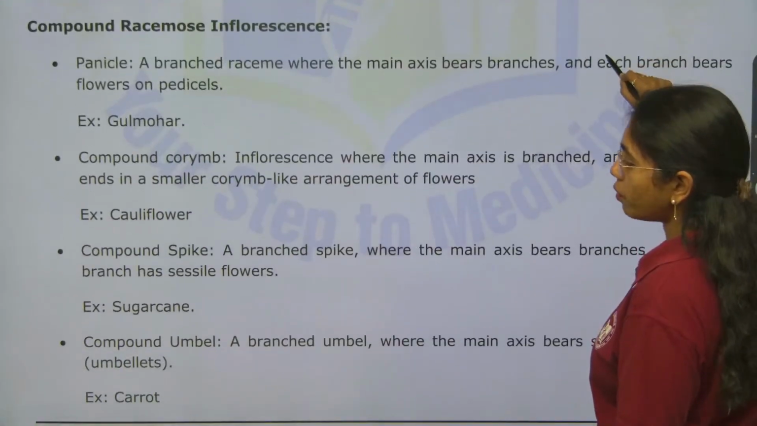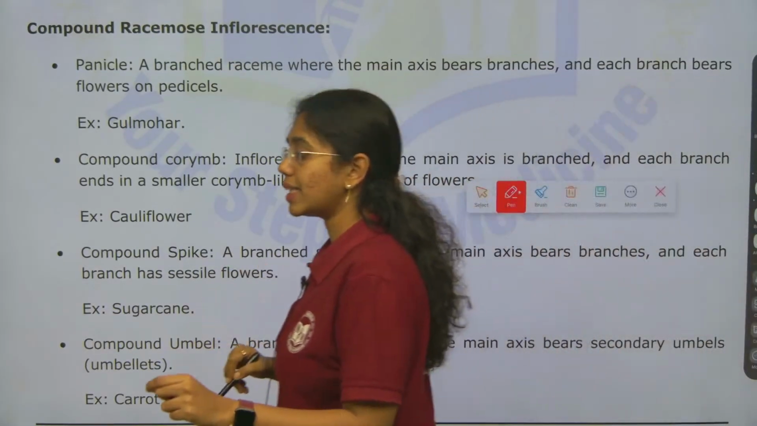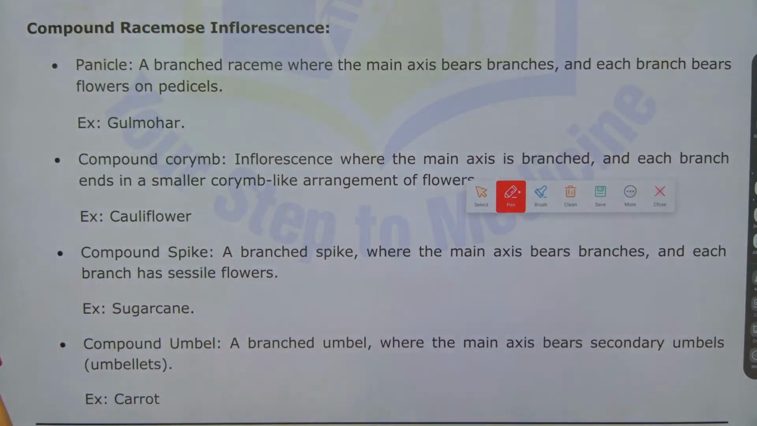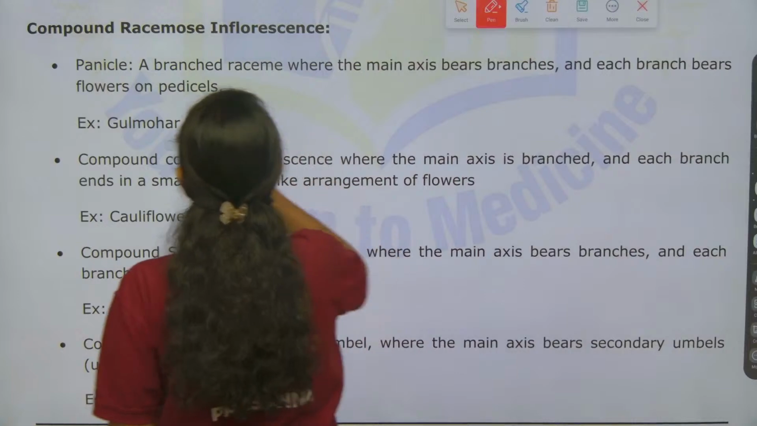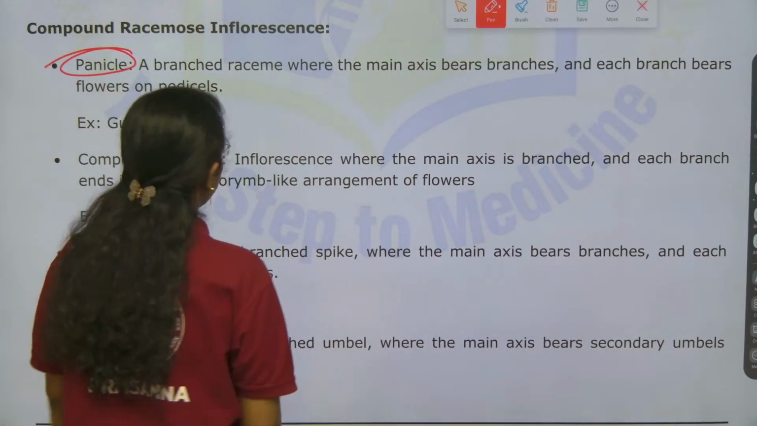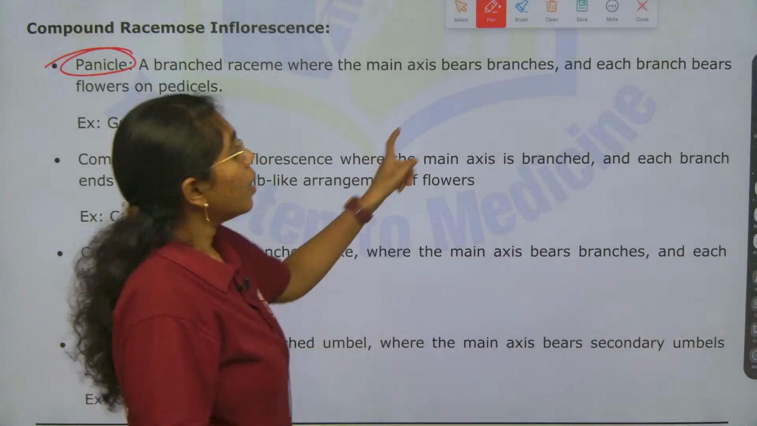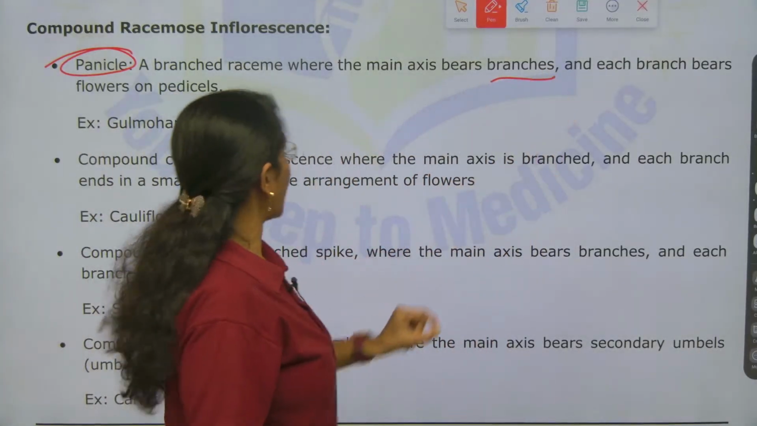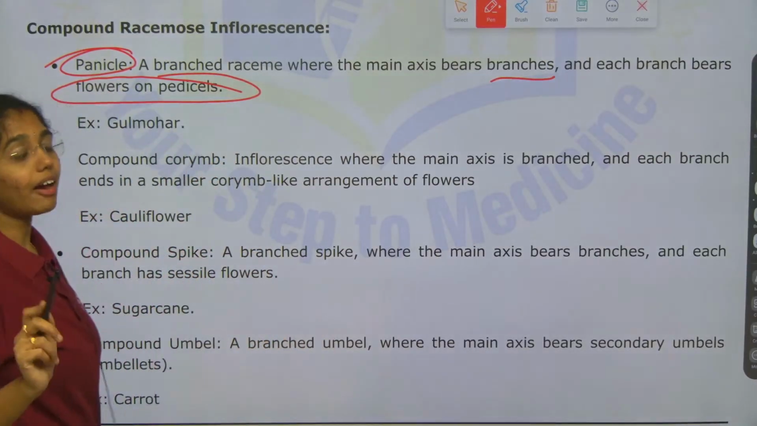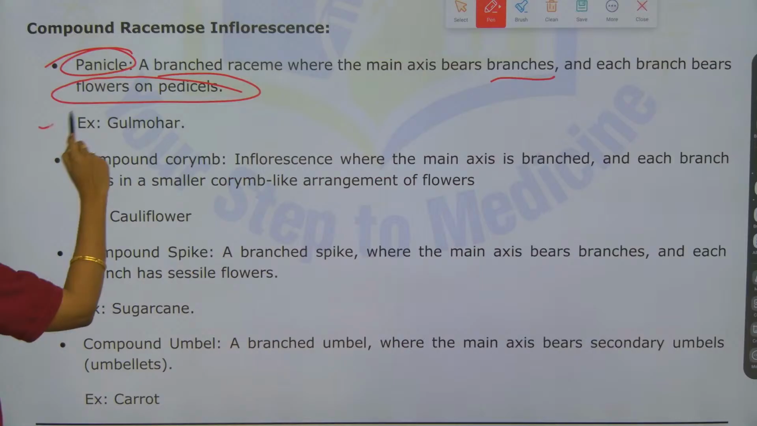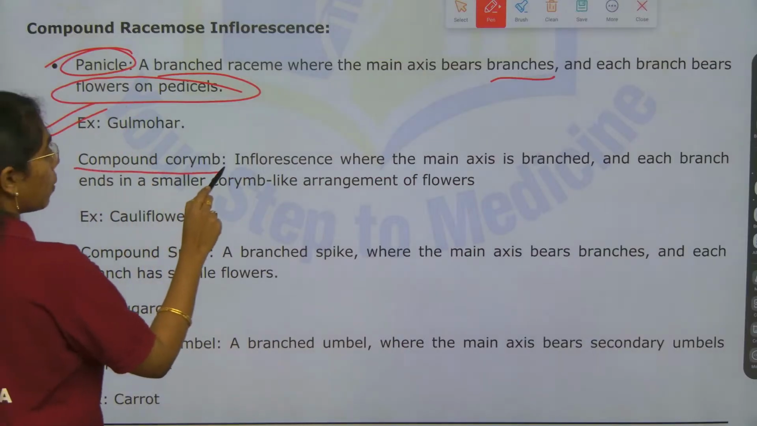Compound racemose inflorescence. Compound raceme is addressed as panicle, okay. Compound raceme is addressed as what, ma? Panicle. Here you see panicle, a branched raceme where the main axis will bear branches and each branch will bear flowers on the pedicels. Okay, each branch will have flowers on the pedicels. Best example is Gulmohar.